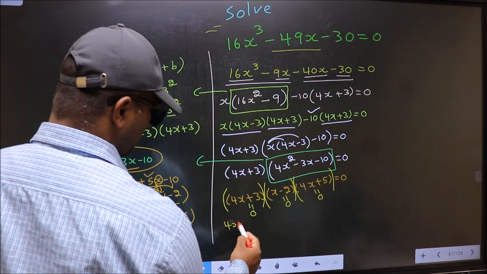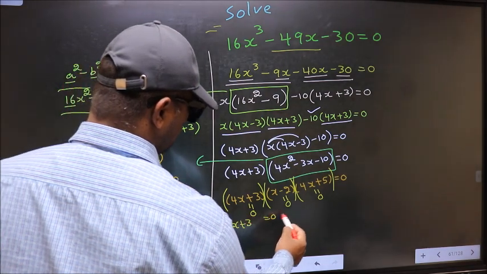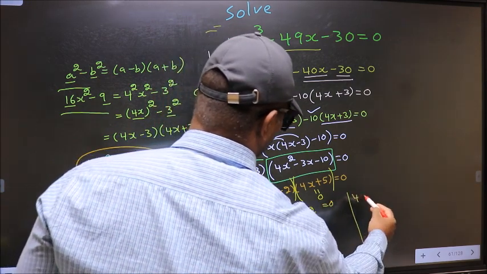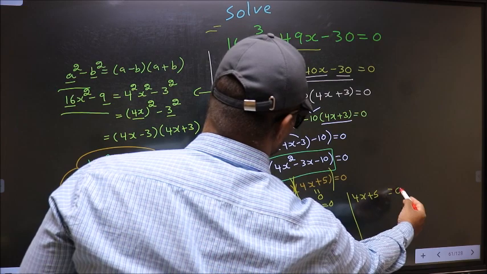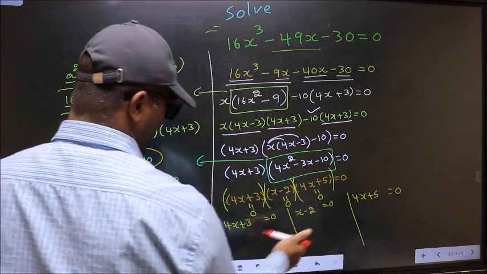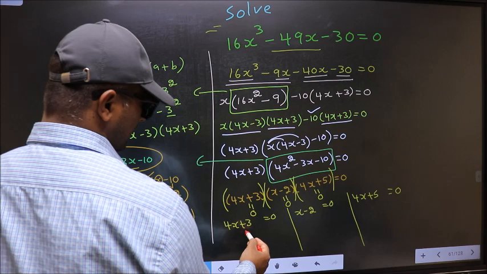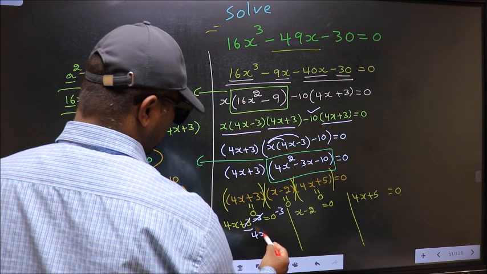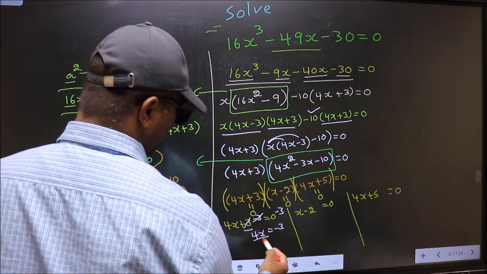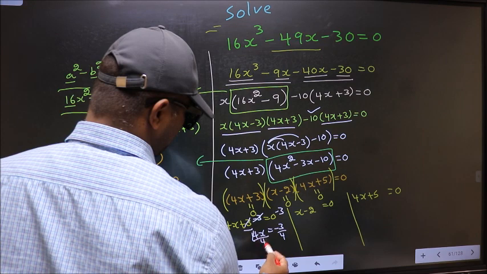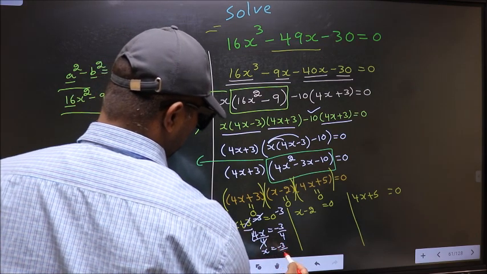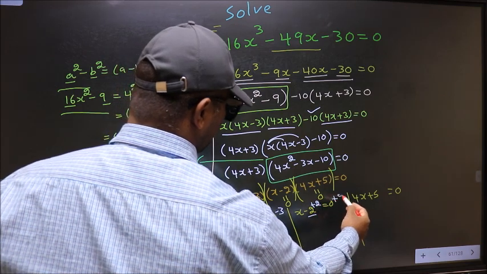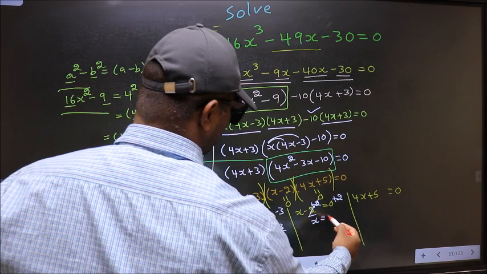That is 4x plus 3 equal to 0, x minus 2 equal to 0, 4x plus 5 equal to 0. Now to get x value from here, I should remove plus 3, so subtract 3. You get 4x equal to minus 3. Now I should remove 4, so divide by 4. You get x equal to minus 3 by 4. Now here I should remove minus 2, so add 2. You get x equal to 2.